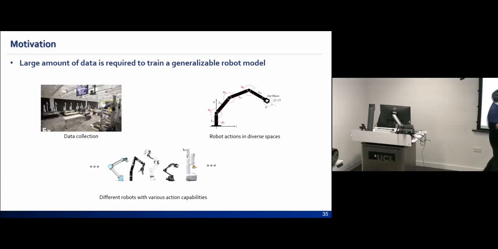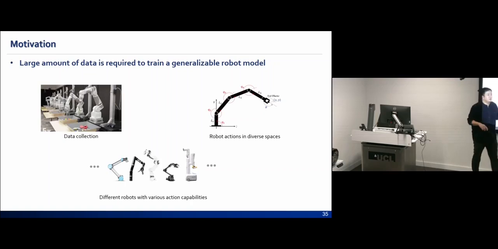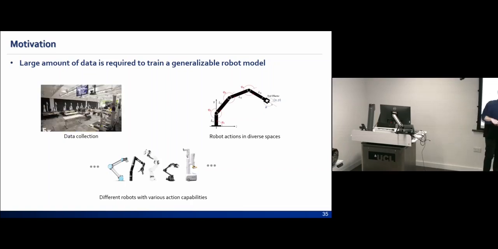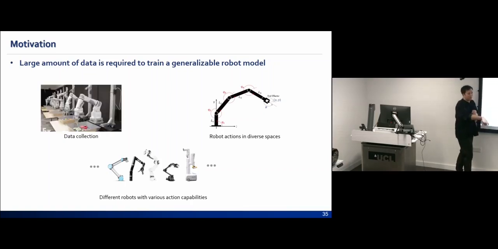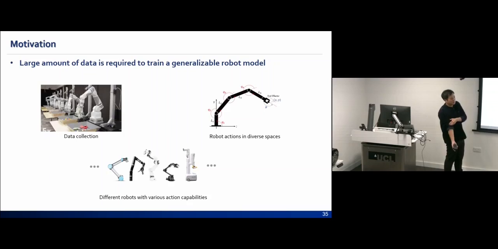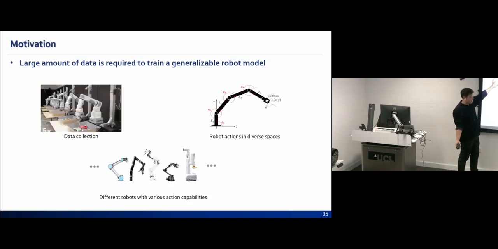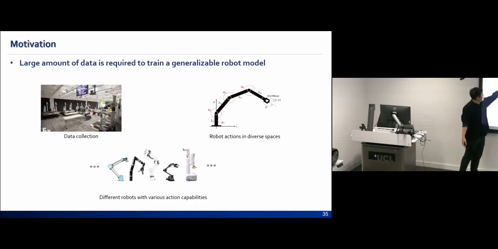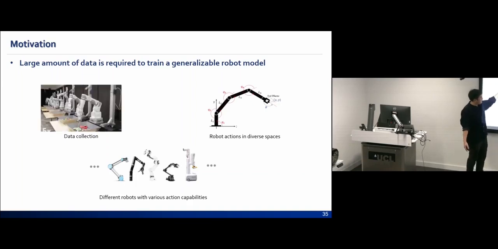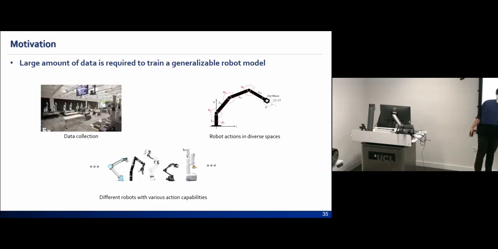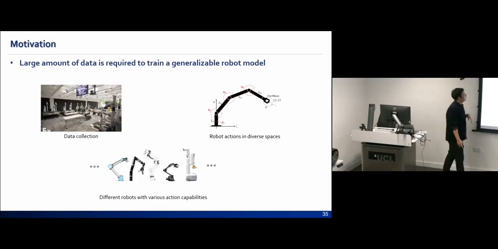Also, here you can see we have diverse robot arms. Each one has different capability, different joint angle capability and a different number of joint angles. So even if they have collected some joint angle information through this data collection, this may not be transferable to other robot arms. So there are quite many problems here.